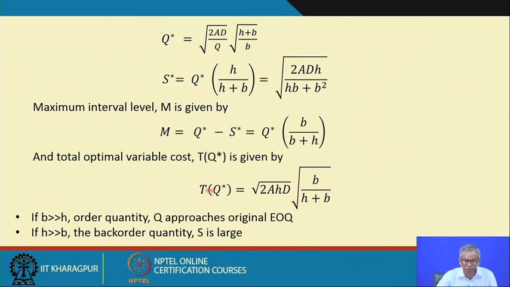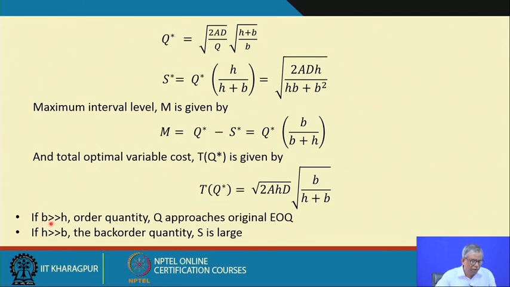Is it okay? So please try to derive these expressions. It's very simple. You have the general expressions for total variable cost. You substitute Q and S in the original expression with the Q star and S star. Is it okay? So you get these expressions final. Now these are two conclusions you draw.